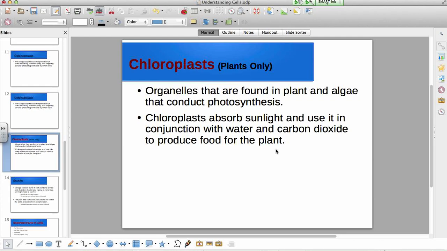But what the chloroplast does do is it absorbs sunlight and uses it in conjunction with water and carbon dioxide to produce food for the plant. Now, we're going to get very specific about this when we talk about photosynthesis, but the food of a plant is basically glucose. And glucose is a molecule that is used for energy. You guys have heard of glucose. Animals use it. Glucose is an energy molecule, right? It's a molecule that provides us with energy. And it's formed by taking 6 carbons, 12 hydrogens, and 6 oxygens. And when the molecules form in that sequence, they're going to produce glucose.